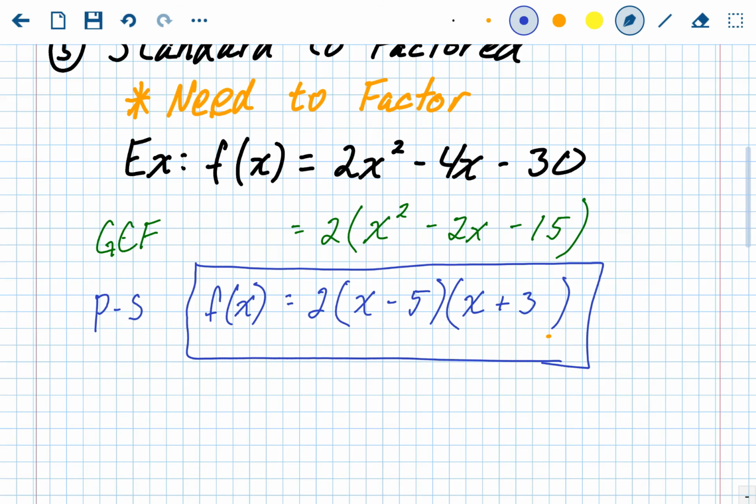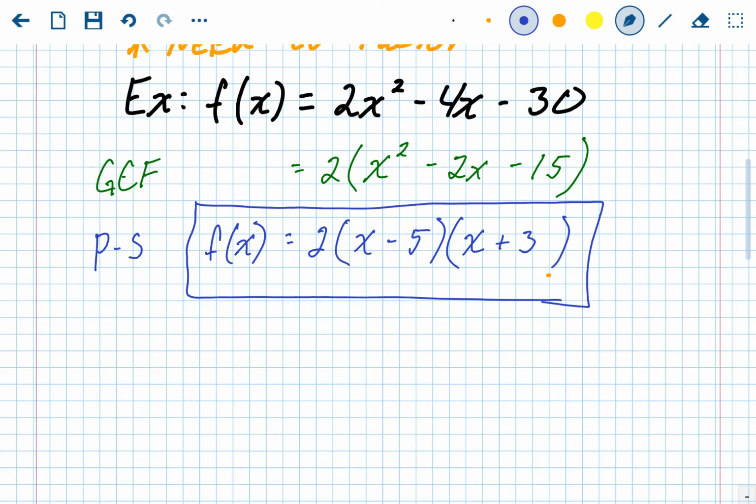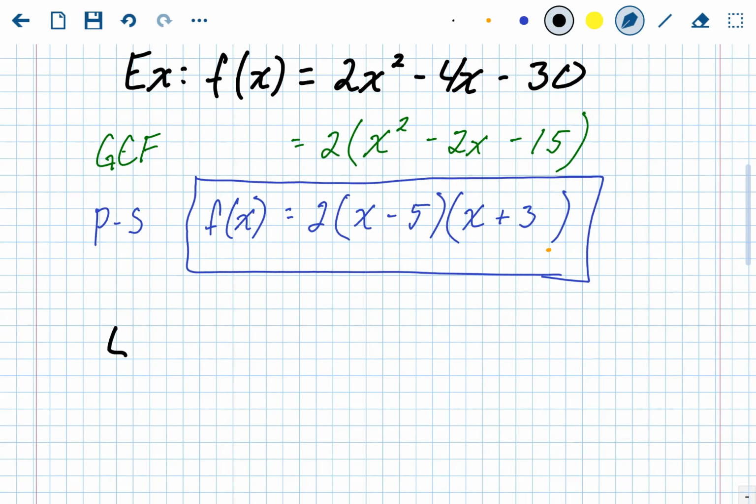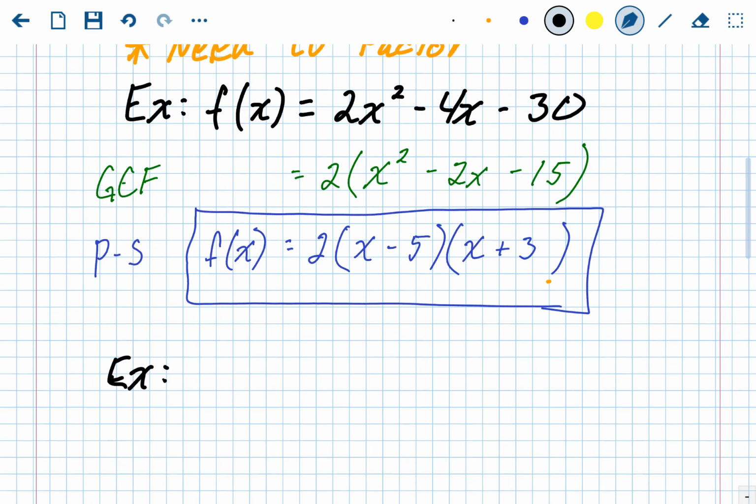Okay. Let's do one more. Okay. Again, notice in that previous problem, the A value didn't change. It's 2 all the way through.